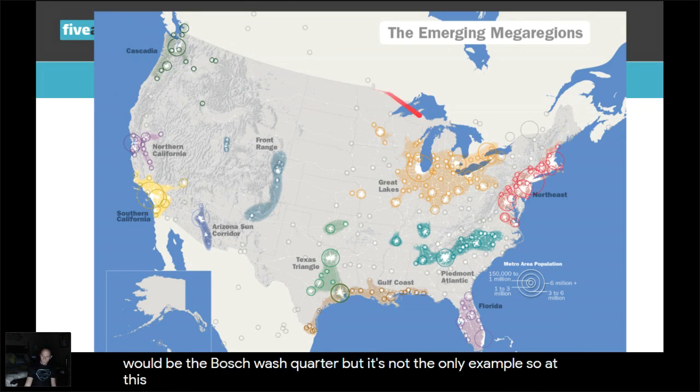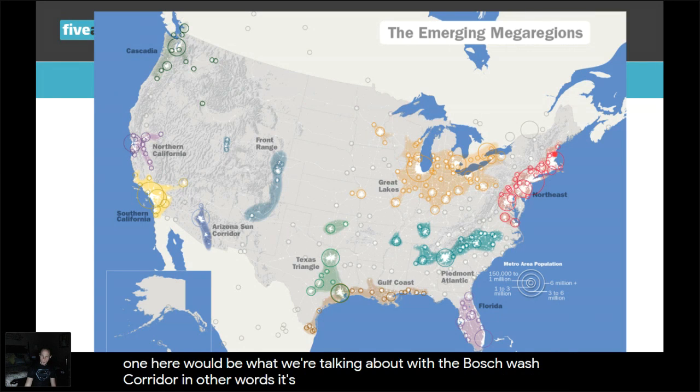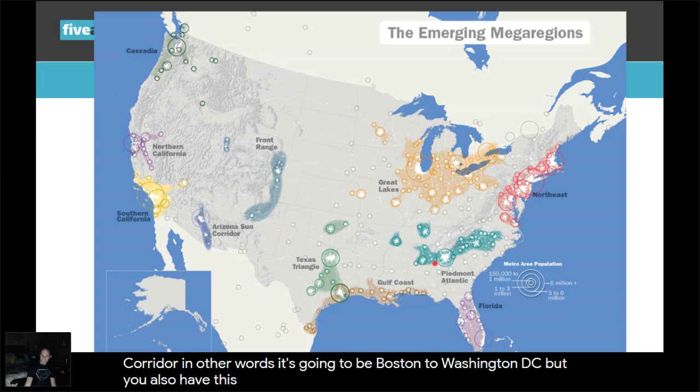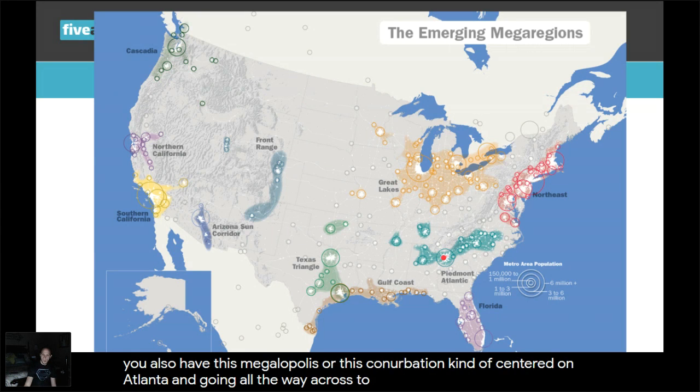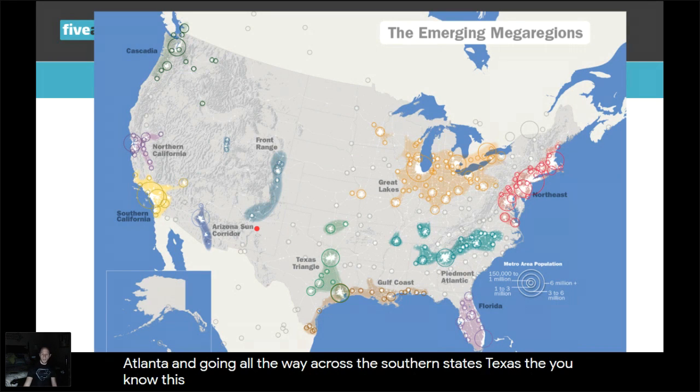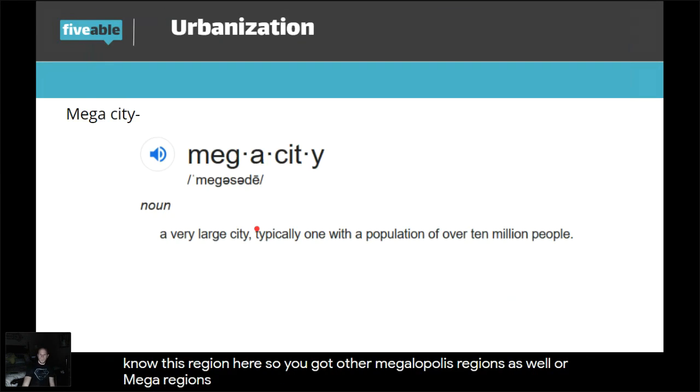So this one here would be what we're talking about with the Bosch-Wash corridor. In other words, it's going to be Boston to Washington, D.C. But you also have this megalopolis, or this conurbation, kind of centered on Atlanta and going all the way across the southern states, Texas, this region here. So you've got other megalopolis regions as well, or mega regions as this map calls them.